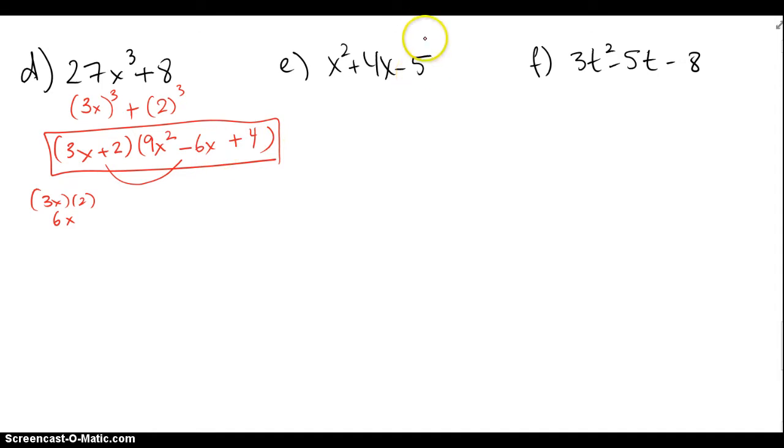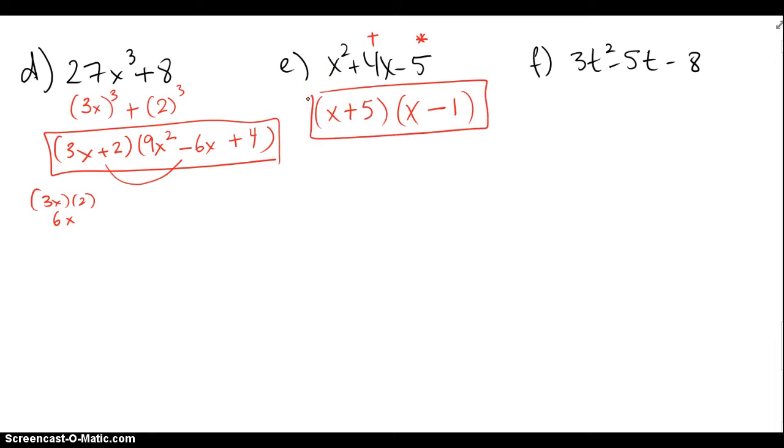Next one, I'm hoping I'll be able to get a product of -5 and a sum of +4 somehow, because the leading coefficient is already 1. So I'm going to put x and x, and the two factors of 5, the only two I have are 5 and 1. The bigger one has to be positive to get a +4, and the smaller one has to be negative so that the product can be a -5. And we're good to go with that one.